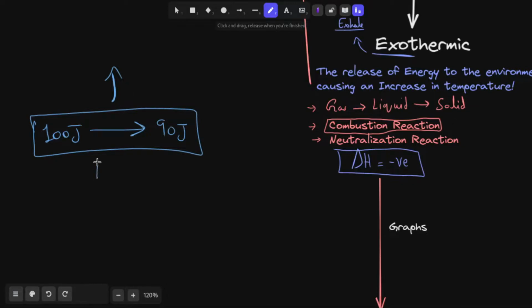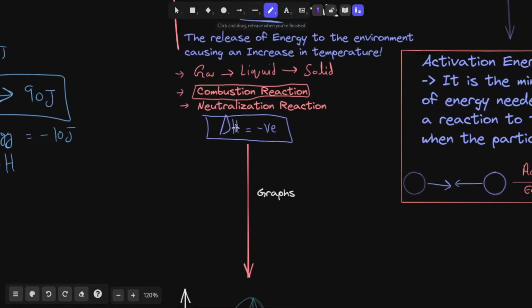So, a question is, what happened to the change in energy? Well, you could say that your 100 joules was lost with 10 joules. This 10 joules was lost, and you got the products which had 90 joules within them. So that means that the overall energy change is negative 10. So now you can understand why delta H is negative, because delta H is literally the change in energy. And since you have lost that energy to the environment, a negative change has occurred. Now, this concept is also needed to create the graphs.